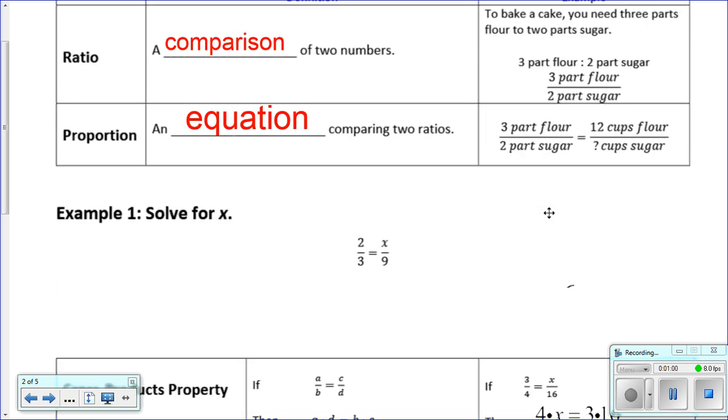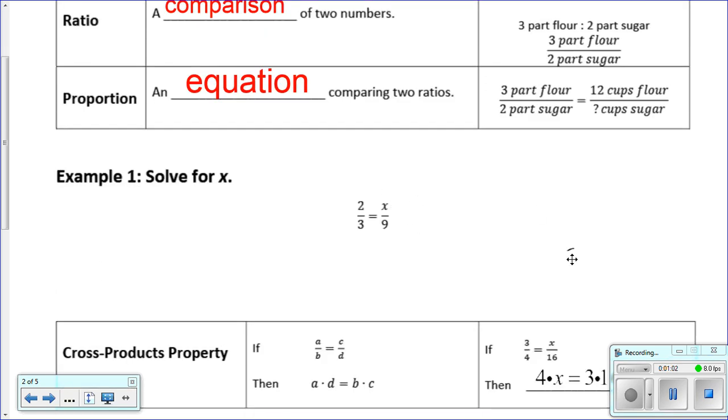So, example 1. We have to go ahead and solve for the x. So here's how you do it. You are actually going to go ahead and cross multiply. So you're going to multiply the numerator of one with the denominator of the other, and you're going to do it for the other numerator times the other denominator. So you get 3 times x is actually equal to 2 times 9. These cross products are always going to be equal.